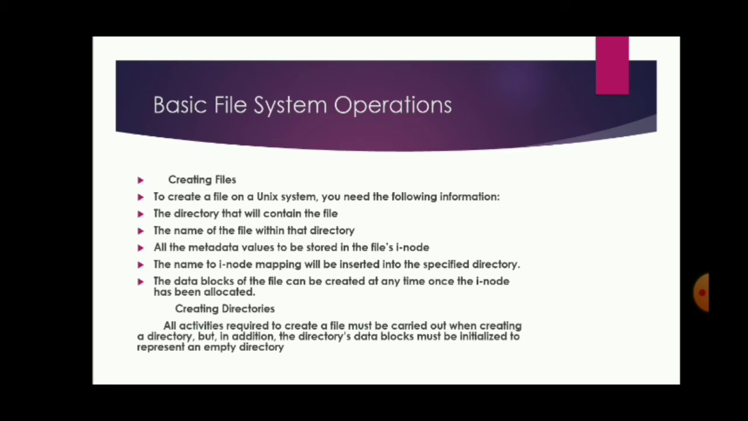Creating files. To create a file on a Unix system, you need the following information: the directory that will contain the file, the name of the file within that directory, and all the metadata values to be stored in the file inode. The name to inode mapping will be inserted into the specific directory. The data blocks of the file can be created at any time once the inode has been allocated.